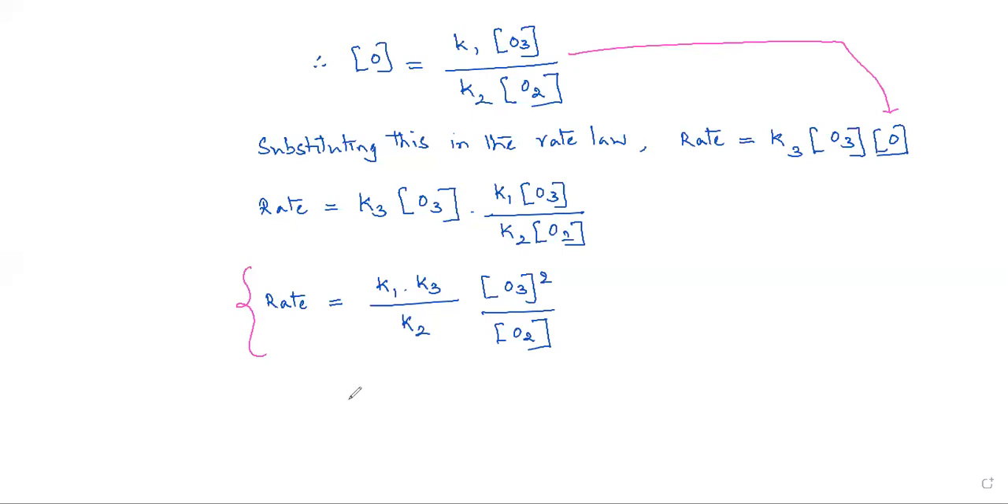I have an interesting point here. Order with respect to O3 is, of course, 2, whereas order with respect to O2 is minus 1. Special. I told you that the order can be negative, but with respect to a reactant; we don't have any reaction for which the overall order is negative, but we have reactions in which the order with respect to one of the reactants is negative. This is one such reaction.